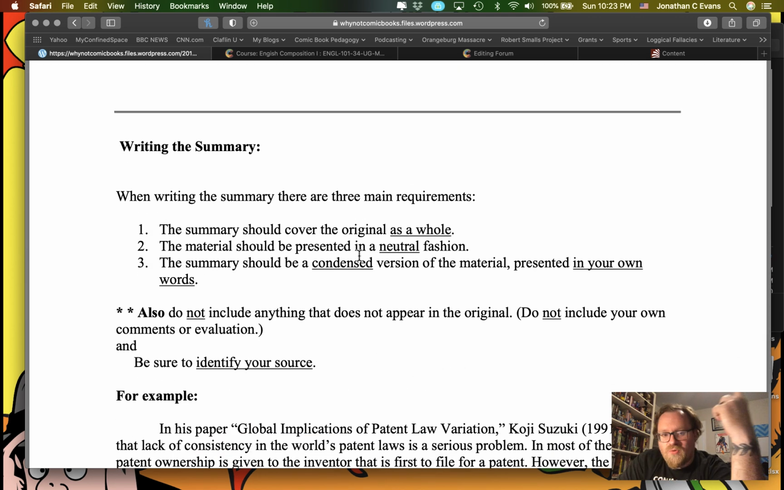Now, there's some important rules we want to keep in mind here. First of all, a summary has to cover the entire original. Okay, so you're not just summarizing part of the comic book, you're summarizing the whole comic book. The material needs to be presented in a neutral fashion. So whether you have strong feelings about it or not, try to stay neutral as possible. And it needs to be condensed and presented in your own words.